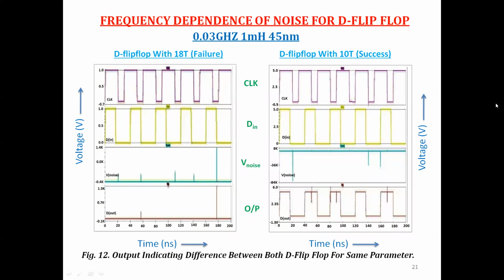Here we show the waveform of 1 millihenry package inductance at 0.03 GHz operating frequency for 45 nanometer technology. And here we also show the waveform comparing the 18T CMOS D flip-flop with the 10T CMOS D flip-flop. As per the result, we see the output of the 10T CMOS D flip-flop indicates success due to using fewer transistors. But in the case of the 18T CMOS D flip-flop, the output indicates logical failure due to using more transistors.